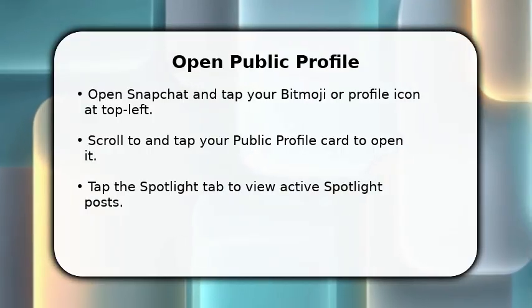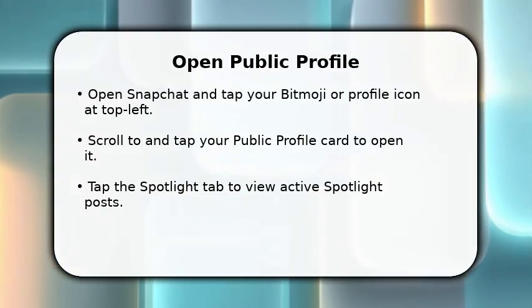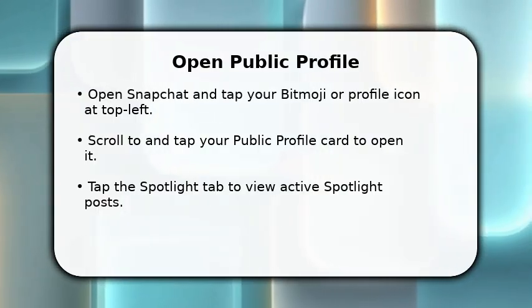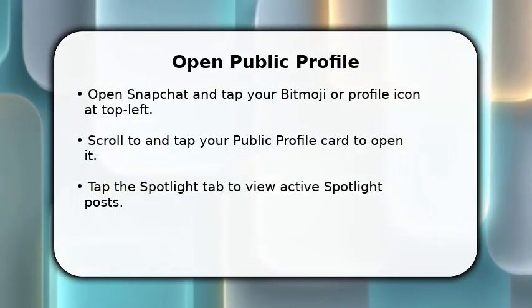You're starting inside the Snapchat app. Open your profile and go straight to your public profile card. Once there, tap the Spotlight tab so you can see the content currently published to Spotlight. This step gets you to the items you need to remove.